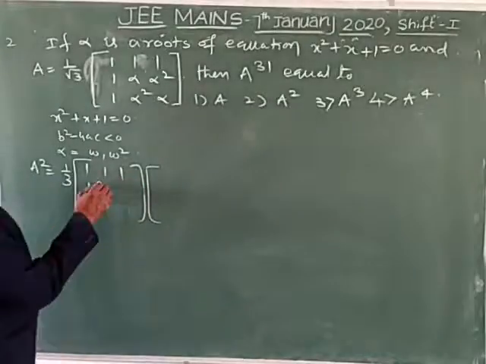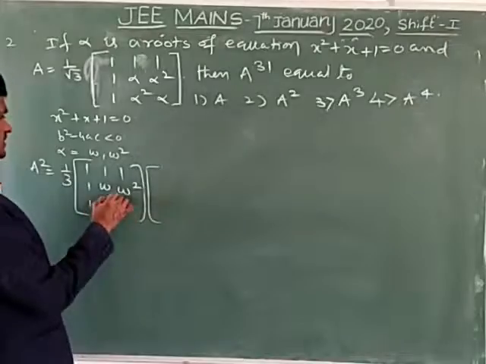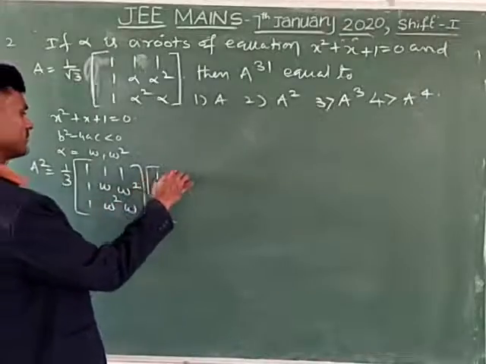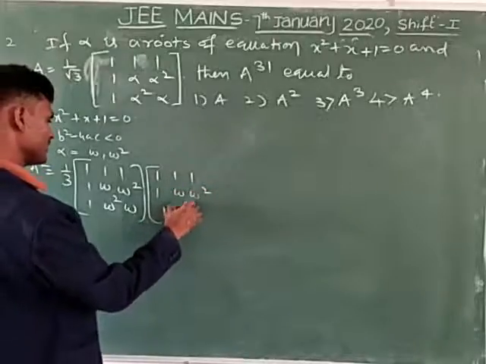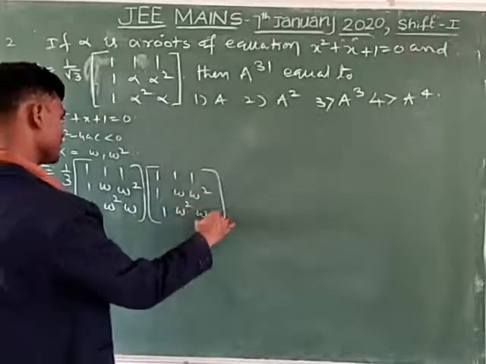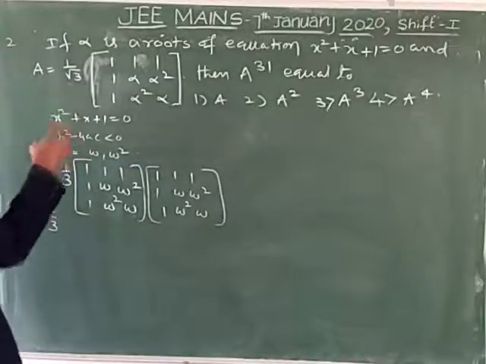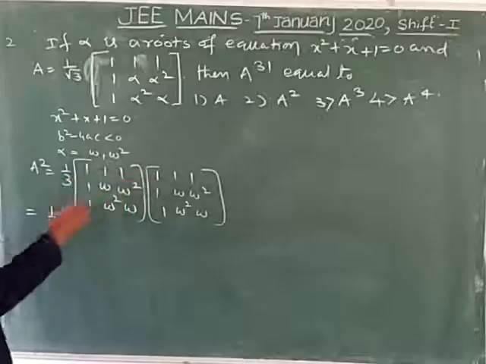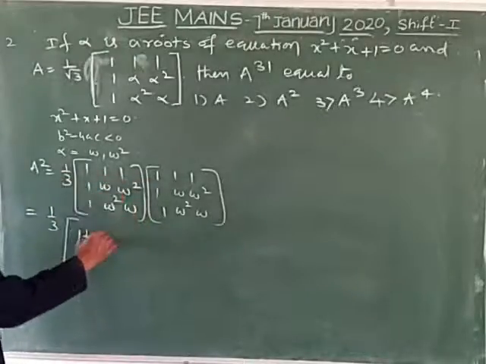Here 1, plus omega square, omega square and omega, and here 1, omega square, 1, omega square, omega. Now you have to multiply. This is A square. Here 1 by root 3 into 1 by root 3. Then here 1 into 1, here 1. Then plus 1 plus 1.